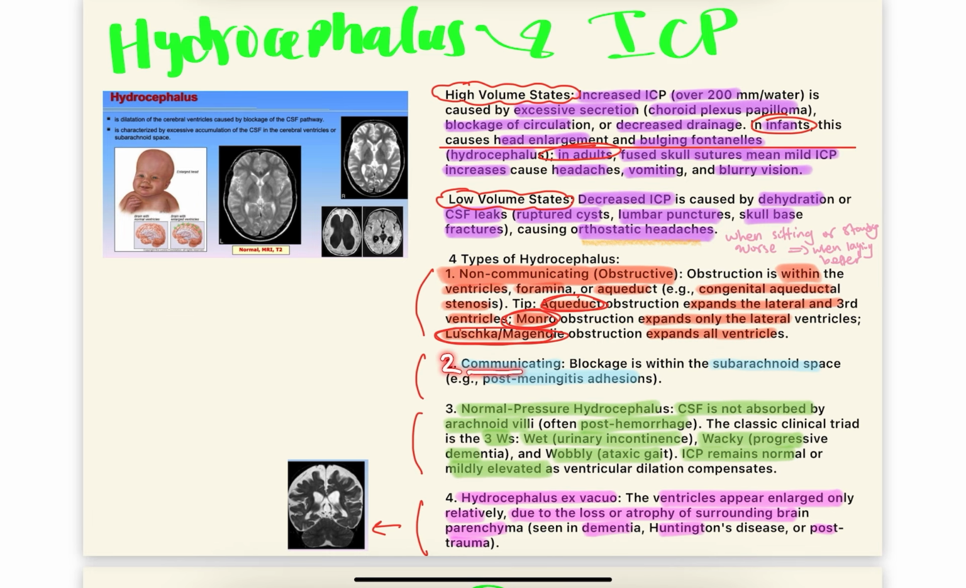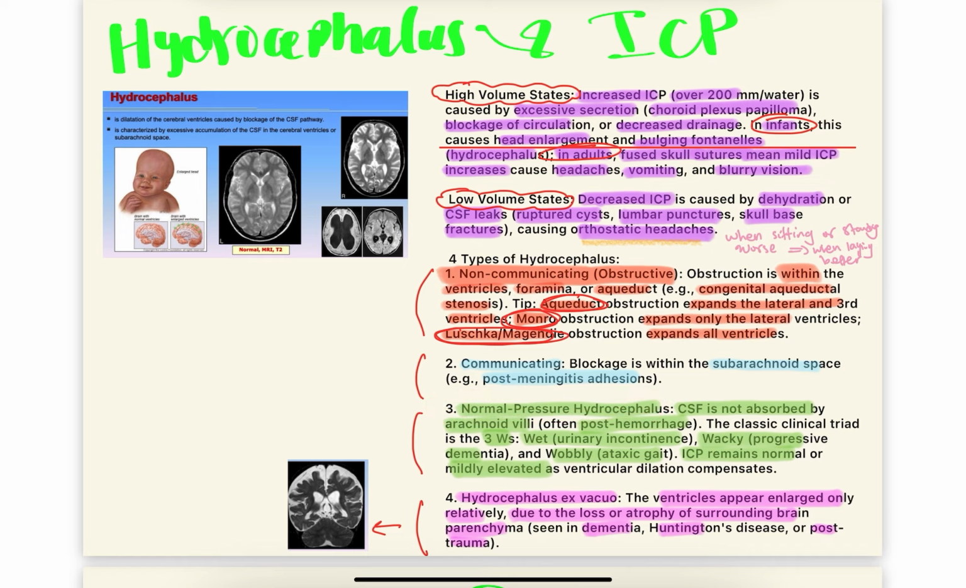The second one is communicating hydrocephalus. It's basically when the issue is in the subarachnoid space itself, and it will be like post-meningitis. If in the question a person had meningitis before and is having these symptoms, what is it? Communicating. The third one is called normal pressure hydrocephalus.